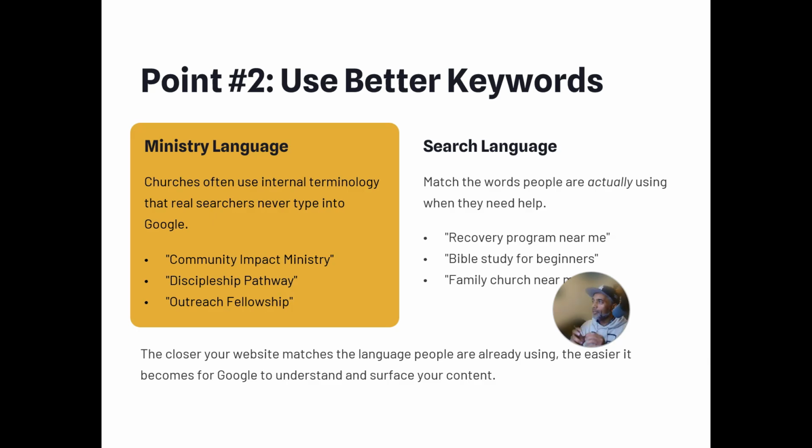Point number 2, use better keywords. A lot of churches, we use ministry language, right? Such as community impact, discipleship pathway, outreach fellowship. Those are insider language. What you want to do is type in what's called search engine language, such as you want to match the words that people are actually using when they are searching Google, when they're looking for help. Example, recovery program near me, Bible study for beginners, family church near me.